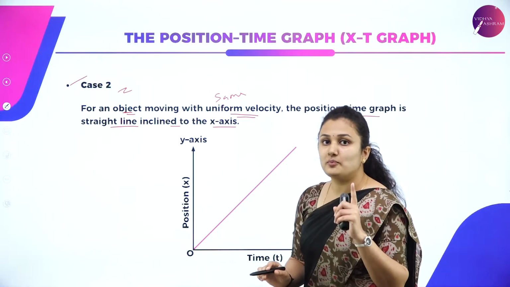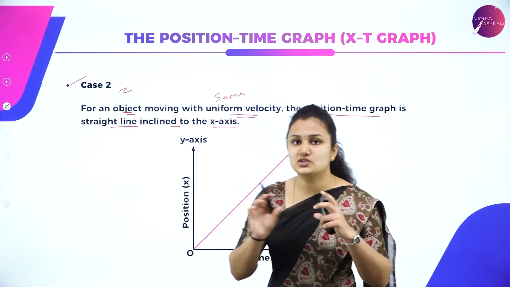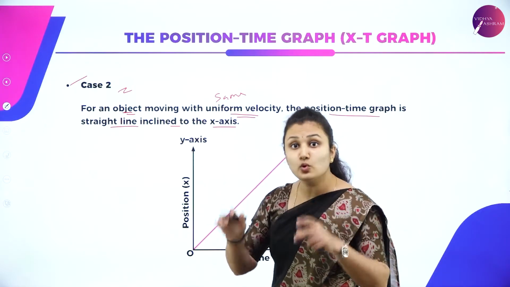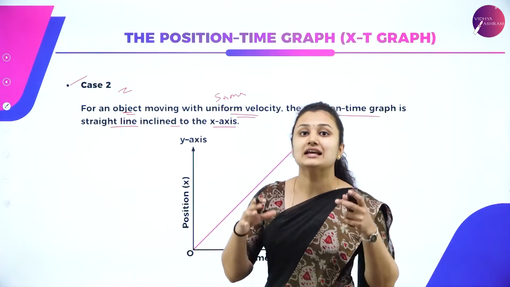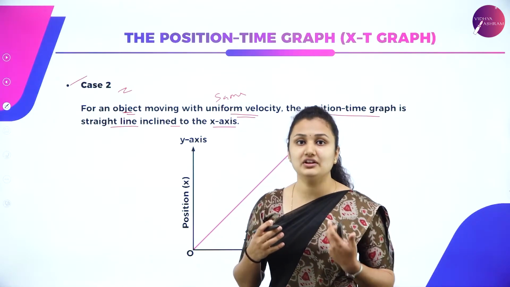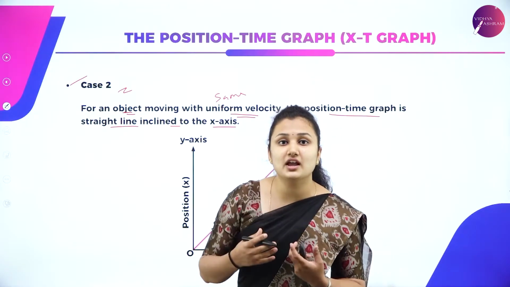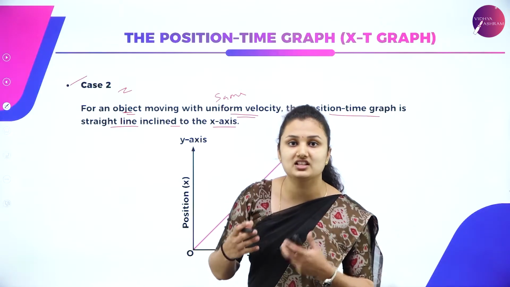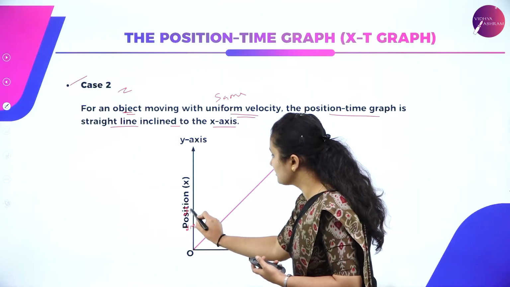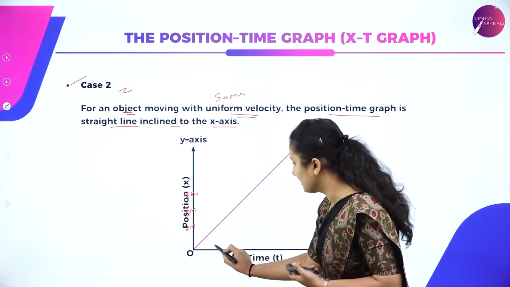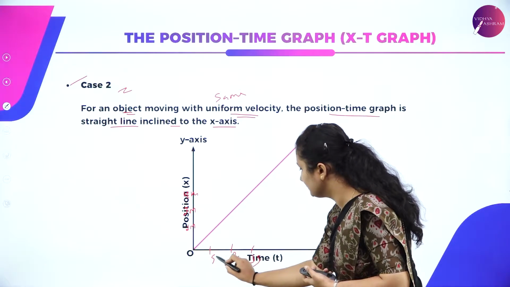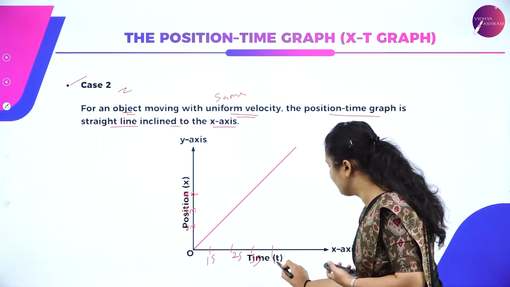In case 1, the object was at rest and we get a straight line parallel to the x-axis. In case 2, the object is moving. It is not at rest. Moving means it is under the action of motion. What is motion? I have explained in the previous session. Motion is the change of position of an object with respect to time. You can see if you plot this as 2 meter, 3 meter, 4 meter, and you have time 1 second, 2 second, 3 second, 4 second.